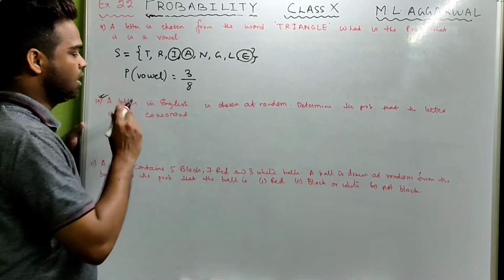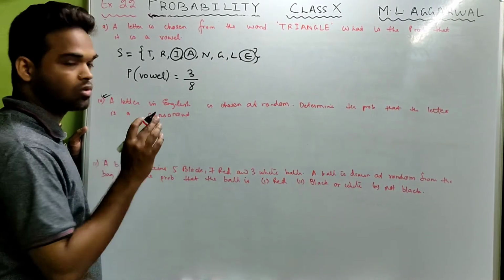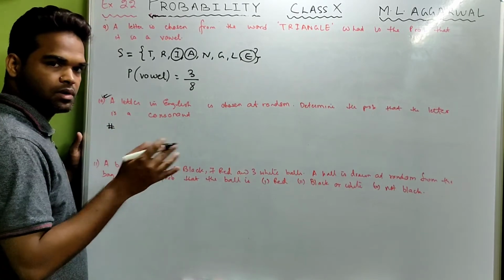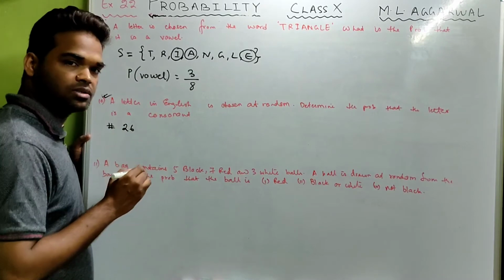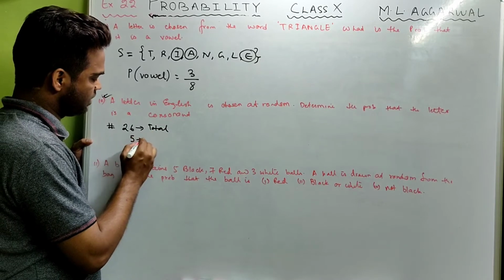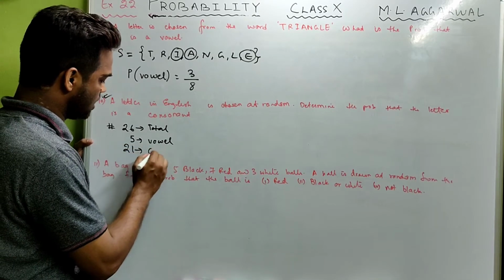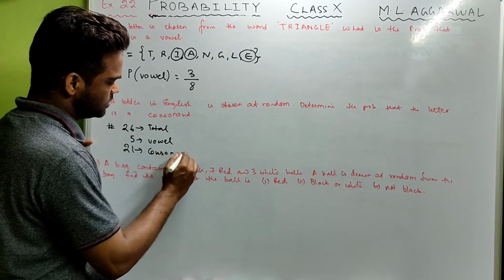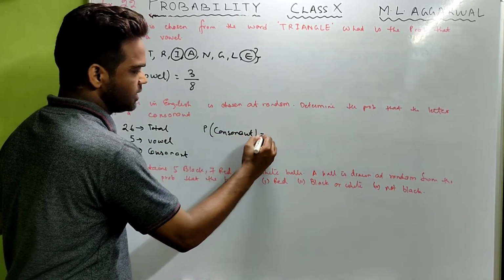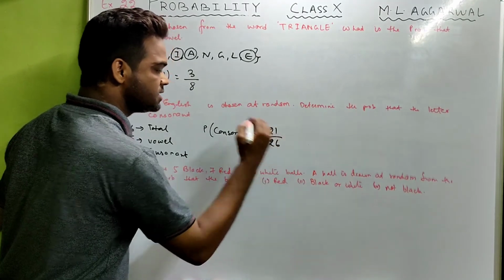Okay. A letter in English is chosen at random. Determine the probability that the letter is a consonant. Now, how many consonants are there? We have 26 letters in all, out of which 5 are vowels, A, E, I, O, U, and the rest 21 are consonants. So what is the probability that it's a consonant? It will be the favorable outcome, that is 21, by the total number of outcomes, that's 26. Clear?